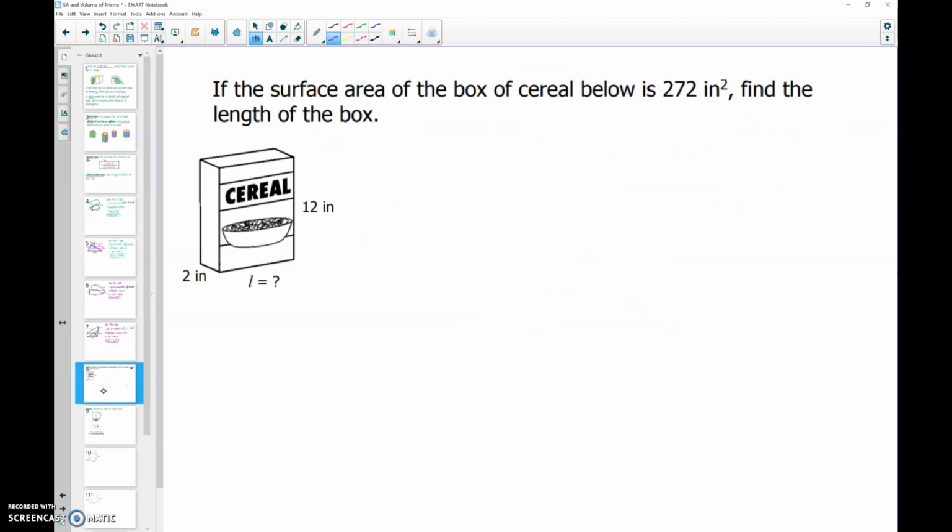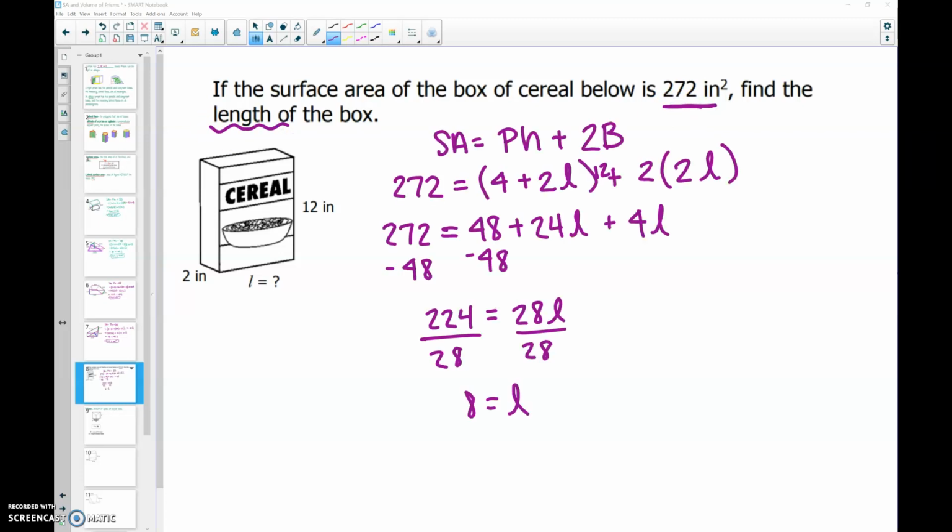And one more example to do by yourself. This one you have to work backwards. You're given the surface area is 272. You have to find the length. All right, here's the final answer for this one. It would have been 8 inches for the length of the cereal box.